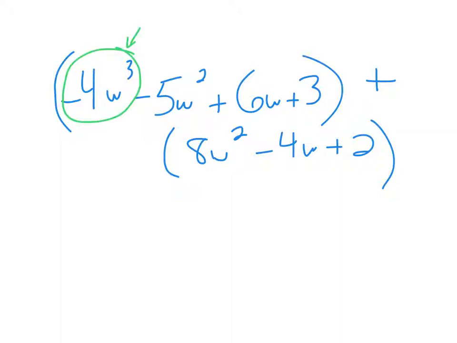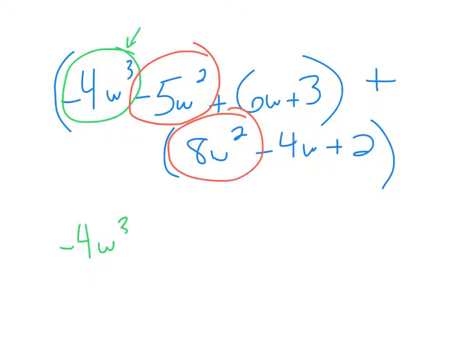I do not see any other w to the third, so that's going to be off on its own. So there's -4w to the third. We've taken care of that one. The next highest would be w to the second. So I can look in this problem and I see there's a -5w to the second, and in this polynomial we have 8w to the second. So I'm going to write those down here, and our like terms are these two. And then it was plus 8w to the second. And it was plus because that's the operation we're working with right now.